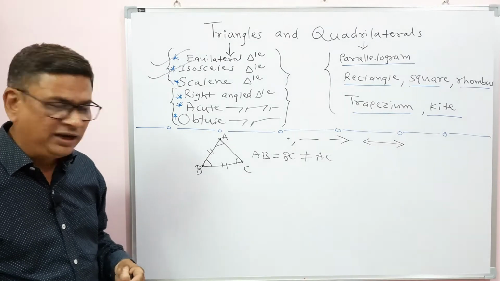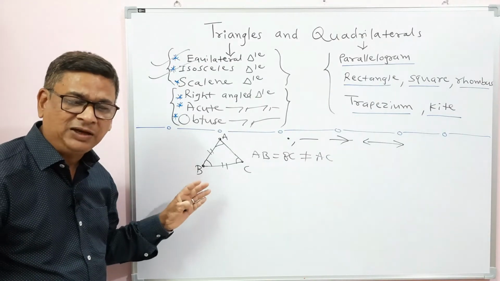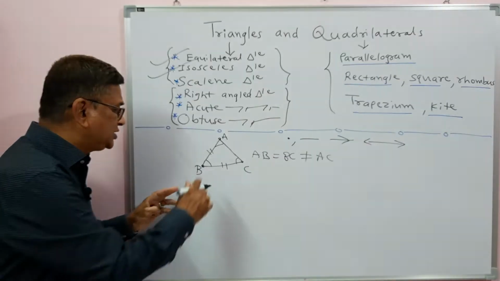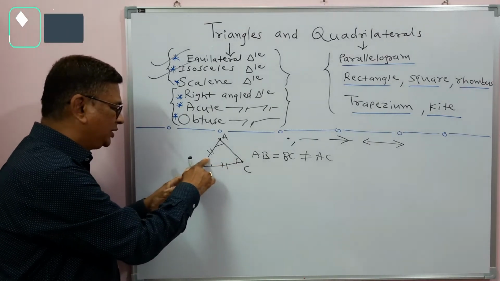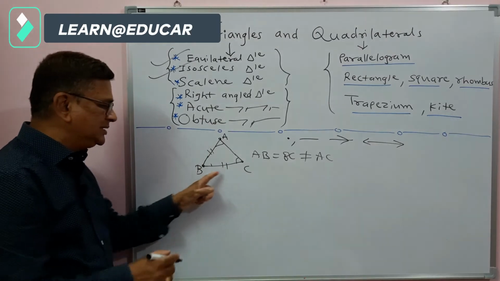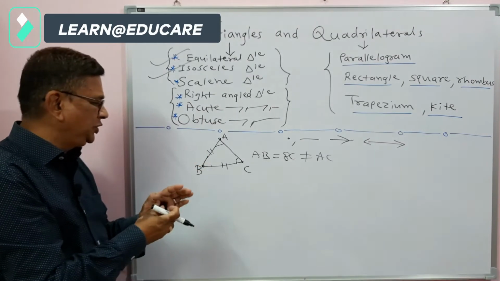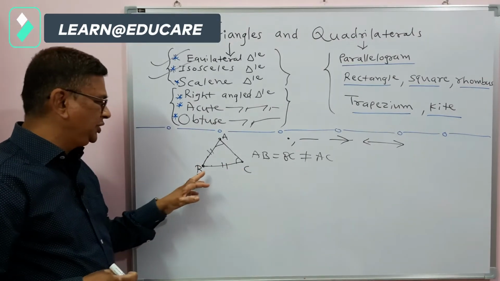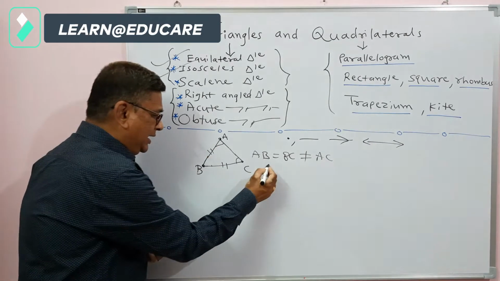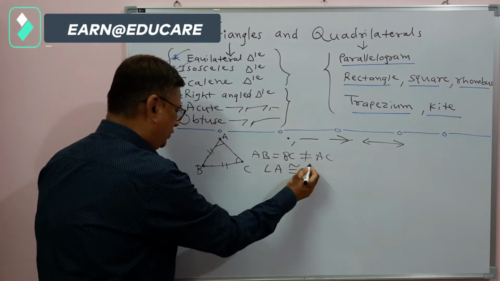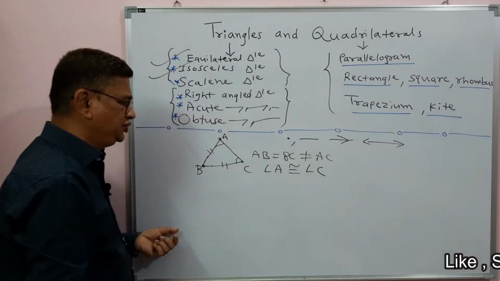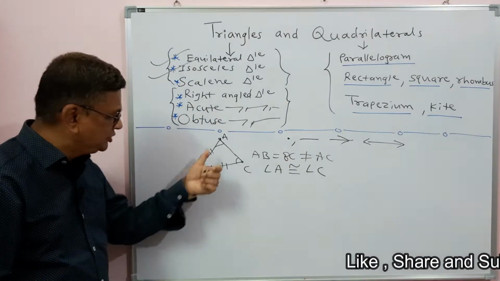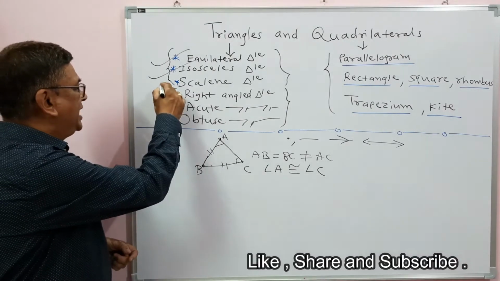In an isosceles triangle, not only are two sides equal or congruent, but the opposite angles are also congruent. Can you observe, AB and BC are congruent sides, so opposite to AB is angle C and opposite to BC is angle A. So here angle A is also congruent to angle C. It is not equal to angle B because B is opposite to AC. So that is about the isosceles triangle.